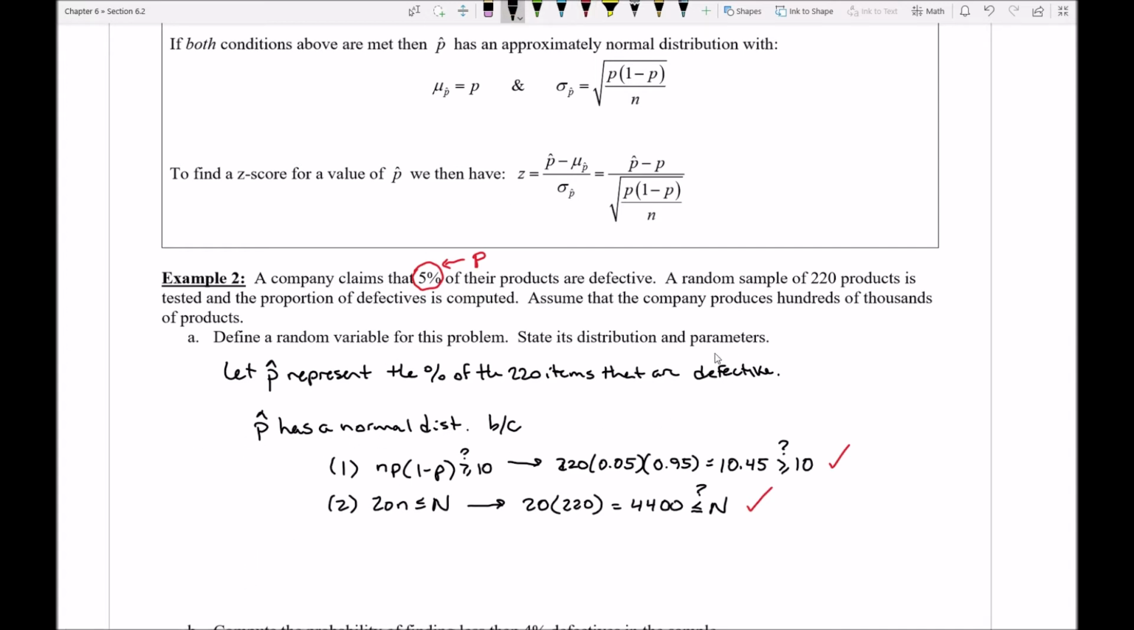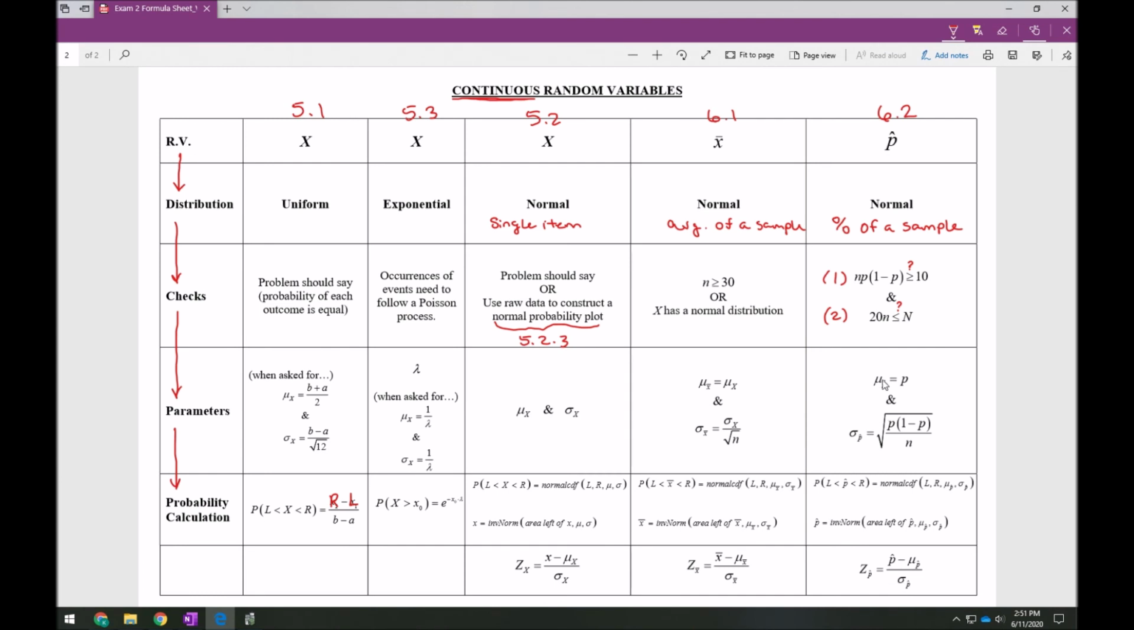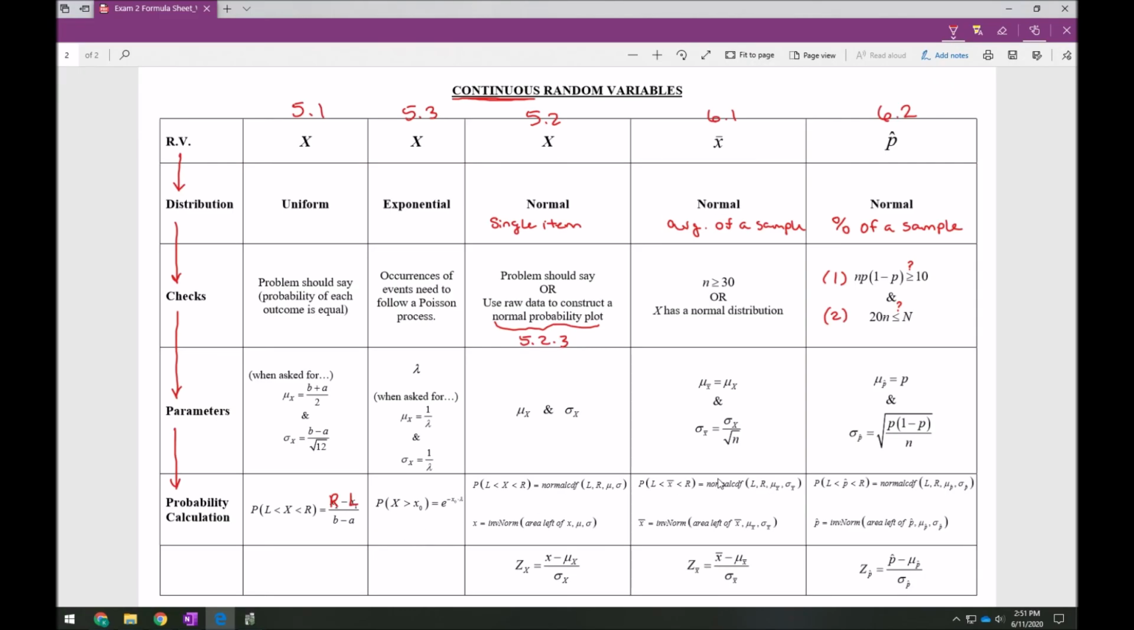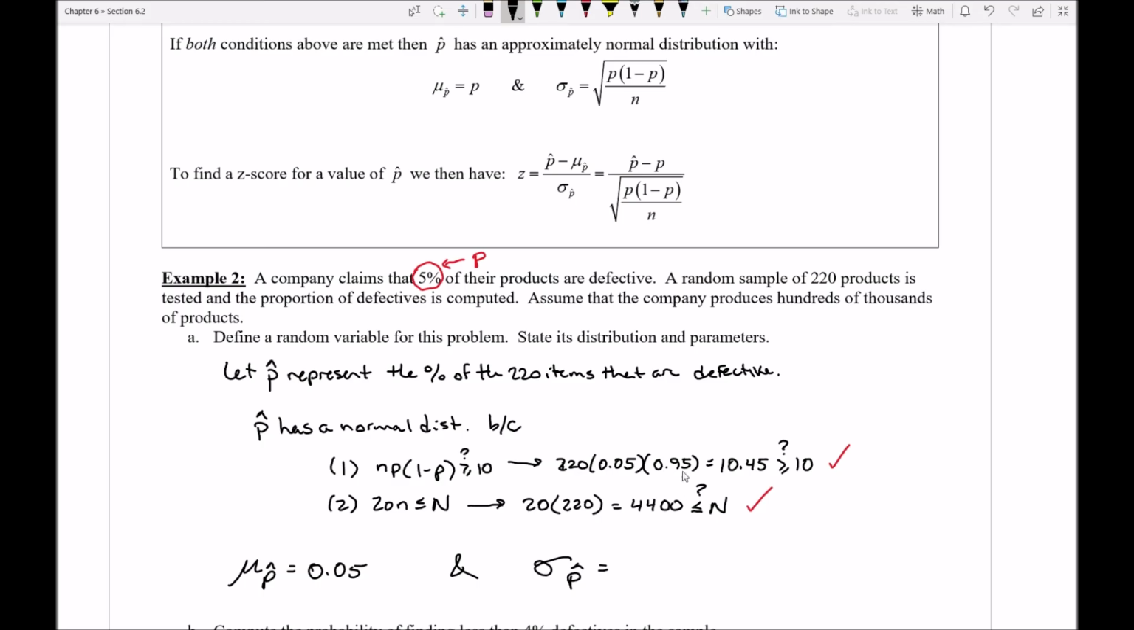And the last thing is to state the parameters. So I'm going to state the mean for p hat, and I'll state the standard deviation. Going back to the formula sheet, I can see that the mean for p hat is always just the value of p. My value of p is 5%, so this value here is 5%. To get my standard deviation, I have to set up this big square root formula: p times 1 minus p, divided by my n, all underneath my radical. So I'm going to end up with p, 1 minus p, which is just 95%, and then over 220.